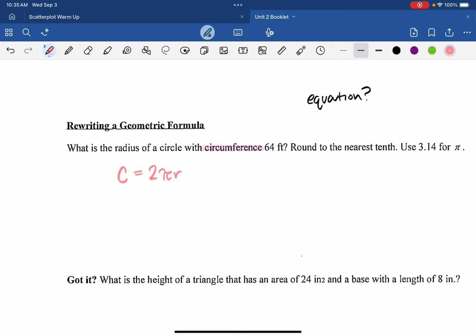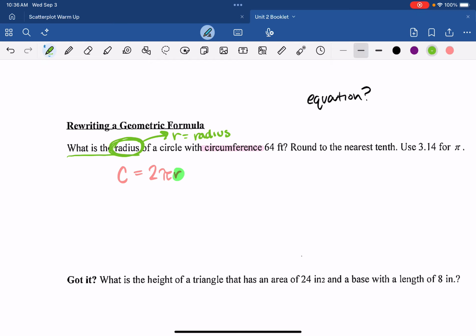Now I'm being asked, what is the radius? Underline that. That right there is what I am solving for. So I am solving for r. I got my formula from here, it told me the circumference, and I'm told I'm solving for a radius.